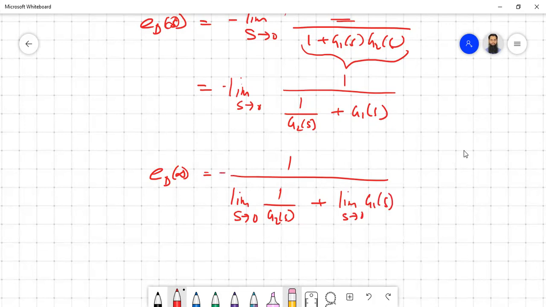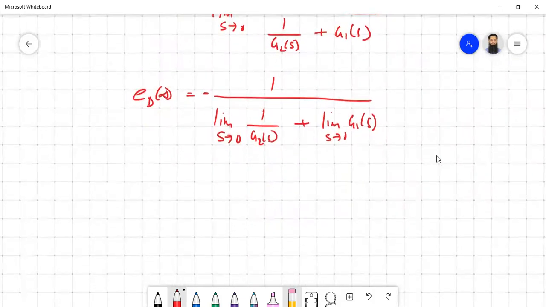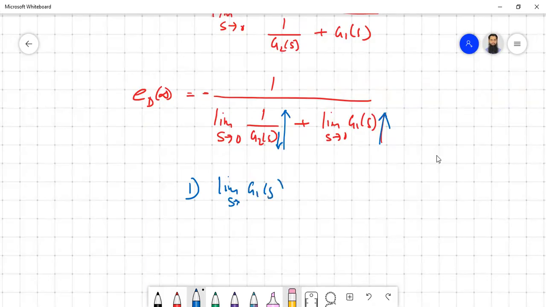So since this e_D is a contribution to the error because of the disturbance, actually we want to eliminate it, or at least minimize it. So what are the ways of minimizing the error contribution due to the disturbance? Either we have to maximize this parameter, or we have to minimize this parameter so that this parameter is maximized. Eventually your error contribution due to the disturbance is lesser. So two ways: one, the limiting factor of G1(s) has to be higher, or the limiting factor of 1 by G2(s) is higher. So G2 has to be lower or G1 has to be higher.